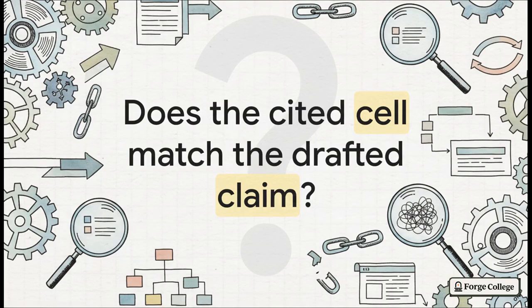Now, I want you to be your own most ruthless, objective reviewer and ask this critical diagnostic question. Does the cited table cell match the drafted claim verbatim? Look, if you trade drafts with a peer and they cannot find your cited spreadsheet cell within 2 minutes of looking, your traceability completely fails. It's that simple. Go back, clarify the mapping, and fix that broken gear.